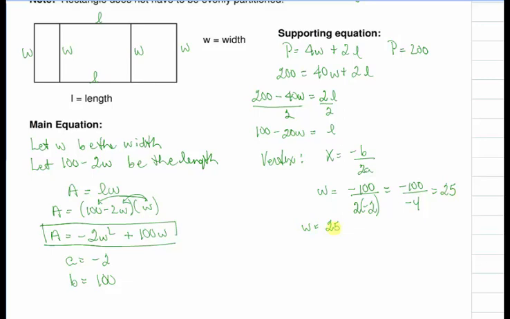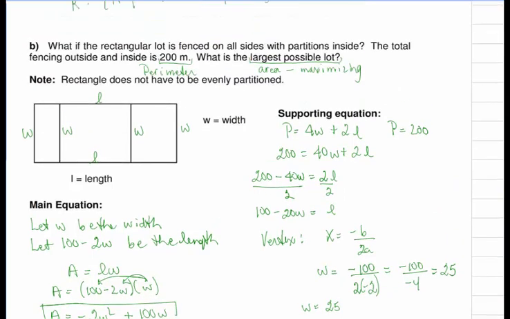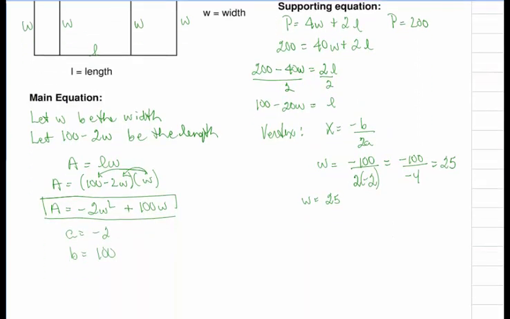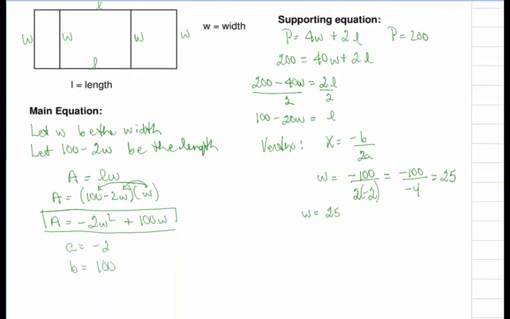Okay, so if we go back to the problem, this time they just want you to find the largest possible lot. So that means that we're looking for area. And in this particular problem, I don't have to find the length to get the area. I can just use my area formula here, the new one that I came up with. Okay, so the area is negative 2W squared plus 100W. Okay, so let's find out what the area is. I know that W is 25, so I will substitute that in for W.